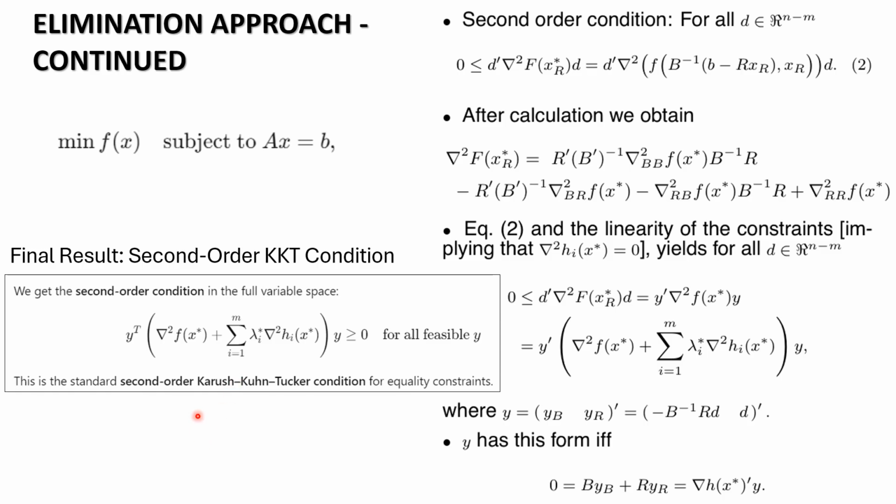To summarize: the function is reduced using the elimination of linearly constrained variables. The second derivative of the reduced function is computed explicitly. It's shown to match the second order Karush-Kuhn-Tucker condition in full space, using a constructed direction y in the null space of A. And this validates that the elimination method respects both first and second order optimality.